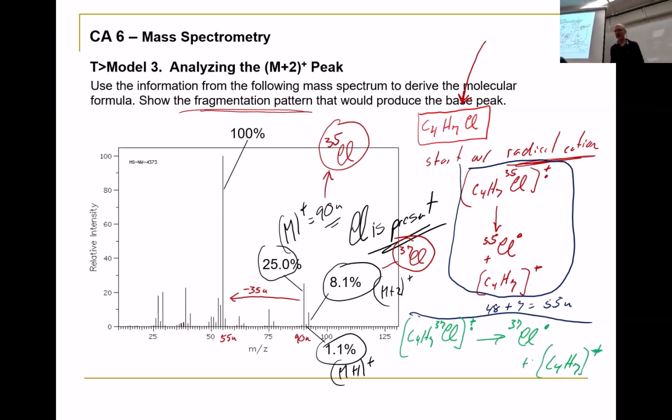And so that fragmentation pattern would then explain going from the 92 down to the 55. Both of those things are happening. This one, in a sense, would be occurring more often because there's more chlorine 35 compared to chlorine 37. Questions about that?